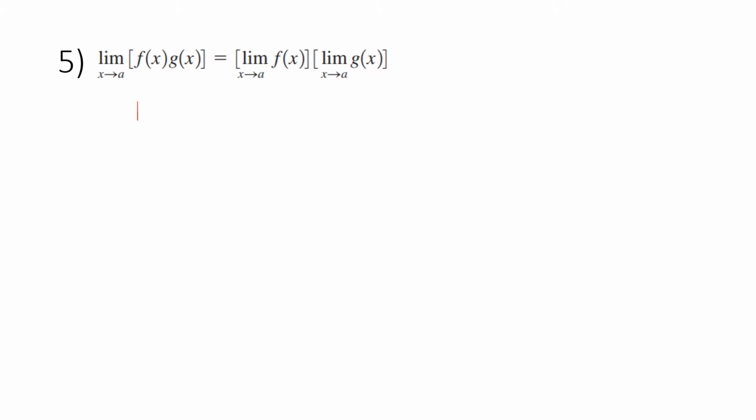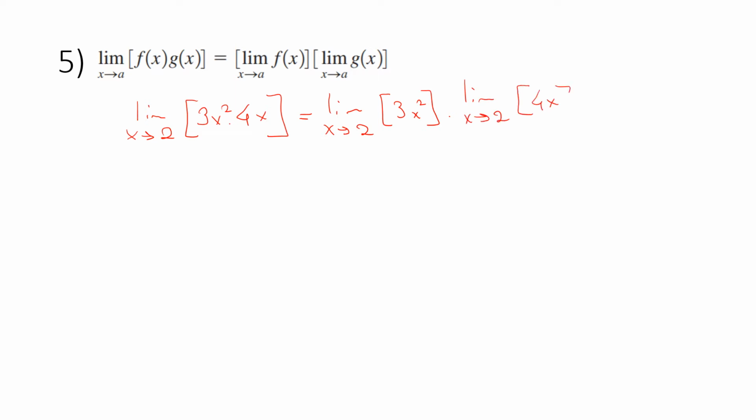So if we use the same numbers we used with the previous example, let's say my x approaches 2 again, and then I have over here 3x squared times 4x. Now I can distribute the limits instead of solving this at once. So limit as x approaches 2 of 3x squared, times limit as x approaches 2 of 4x. Again, all I need to do is plug in 2 for each, so that would give me 12 times 8, which would give me 96.